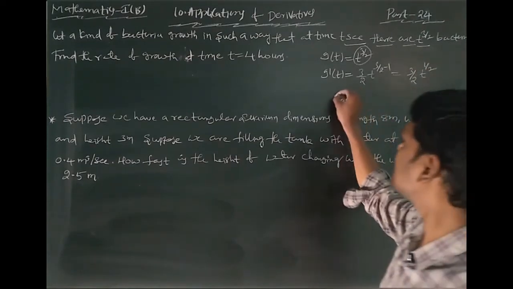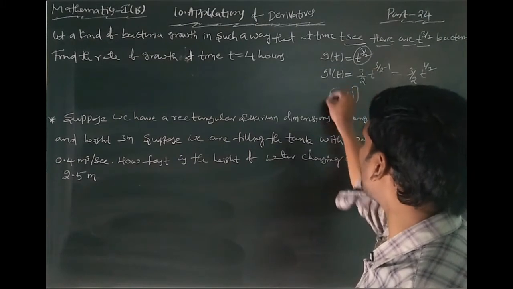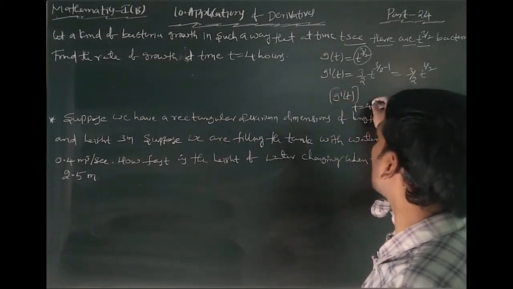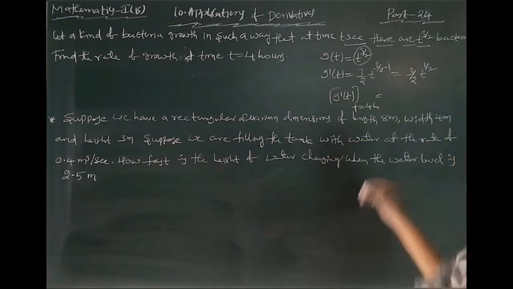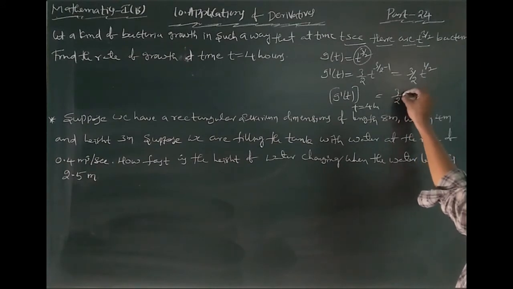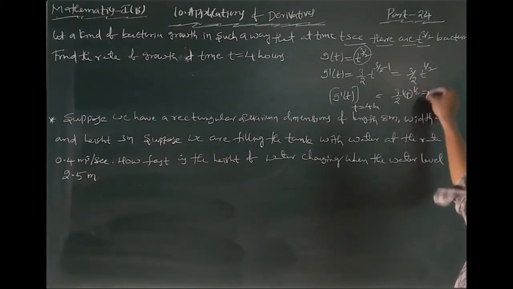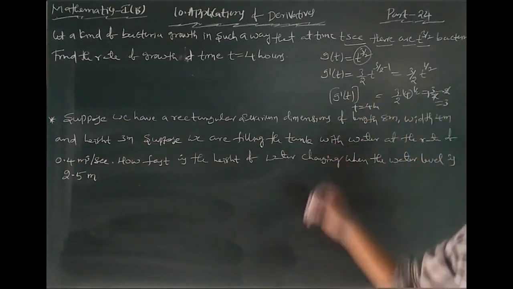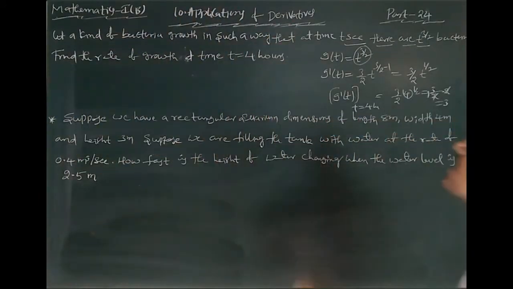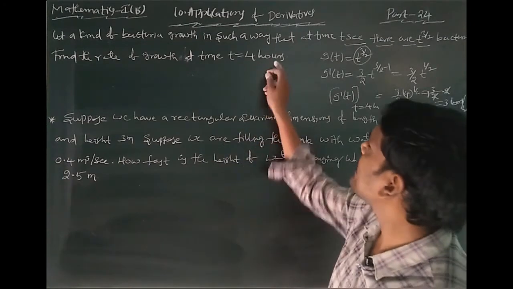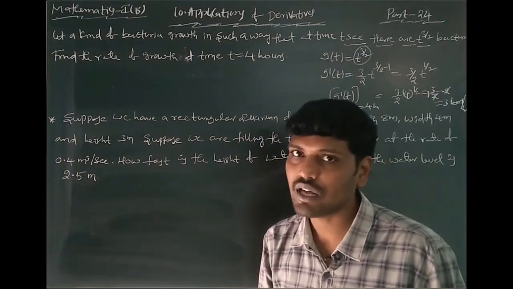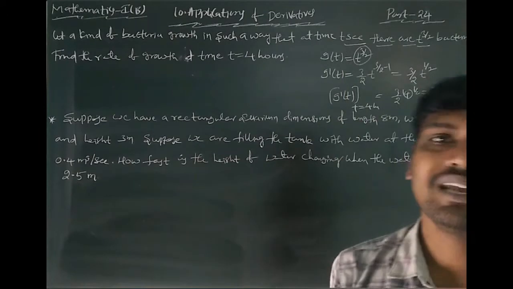You can write 3 by 2 into t power 3 minus 2, that is 1 by 2. Here g dash of t, the growth of bacteria at time t equal to 4 hours, not seconds. That's why you can write 3 by 2 into t value 4 to the power 1 by 2, that is 2. 3 by 2 into 2, the 2s get cancelled, that is 3. What are the units? Here the unit is bacteria per hour, not second. Understood or not? In this way you can do the first one.